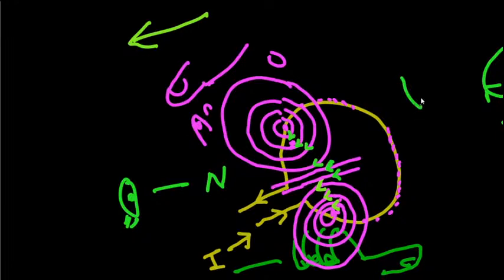Now I go to that side and now I look from this side. What do I see? I see that all the field lines are going in this side. So the other side of the ring is behaving like a South Pole because all the magnetic field lines are going in. Everybody understood? Yes or no?